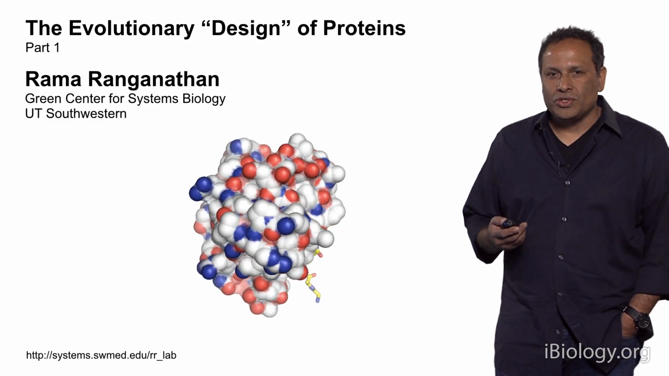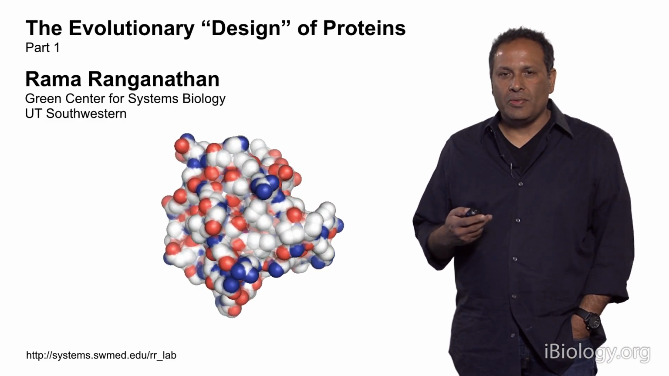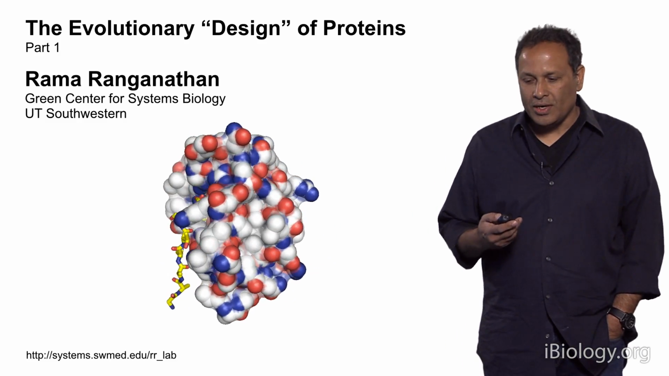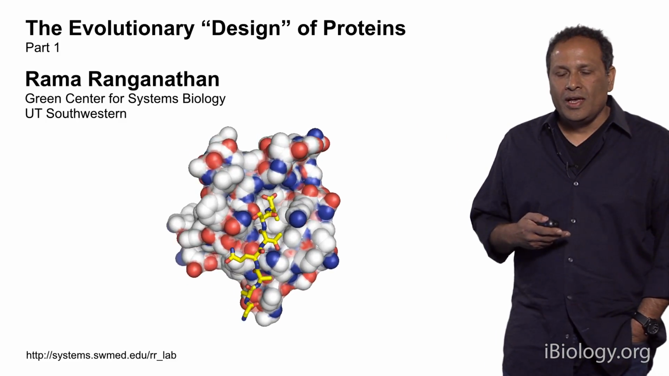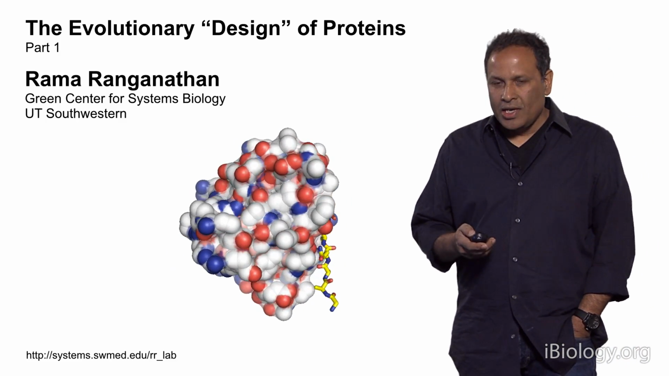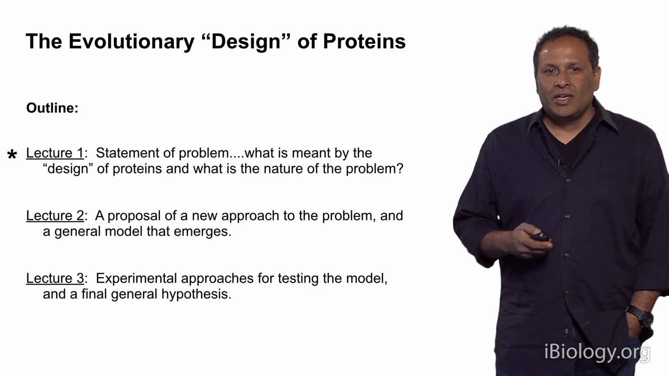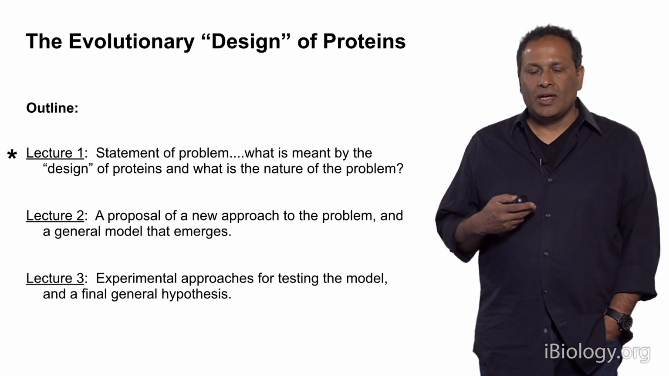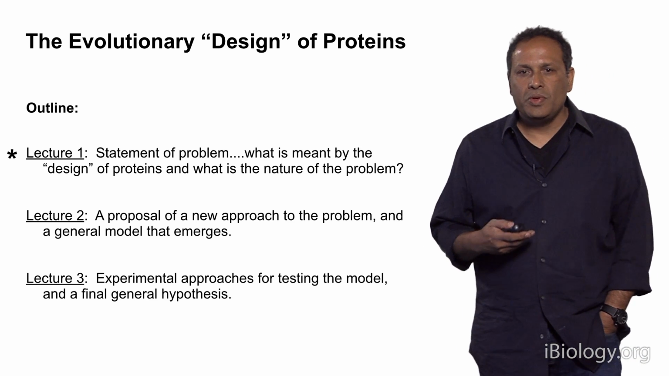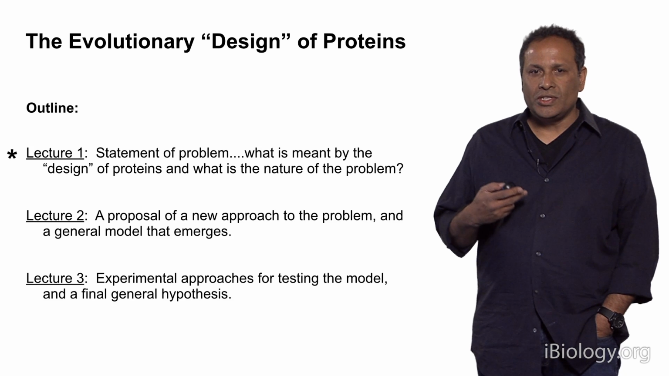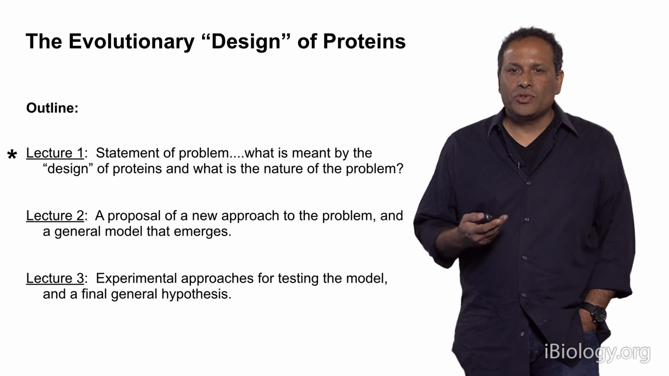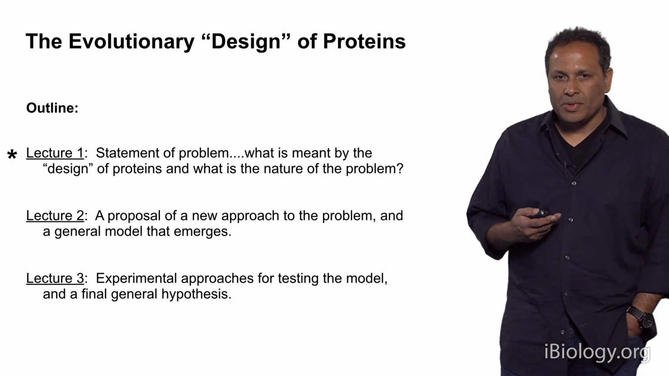In the next 3 lectures, I'm going to tell you about a problem that I've been very interested in for many years now, and that is the problem of so-called evolutionary design of proteins. So what we're going to do in the next 3 lectures is to begin with a general overview and a statement of the problem. What do we mean by this problem of the design of proteins? And what's the nature of the problem? Why is it a difficult and interesting problem?